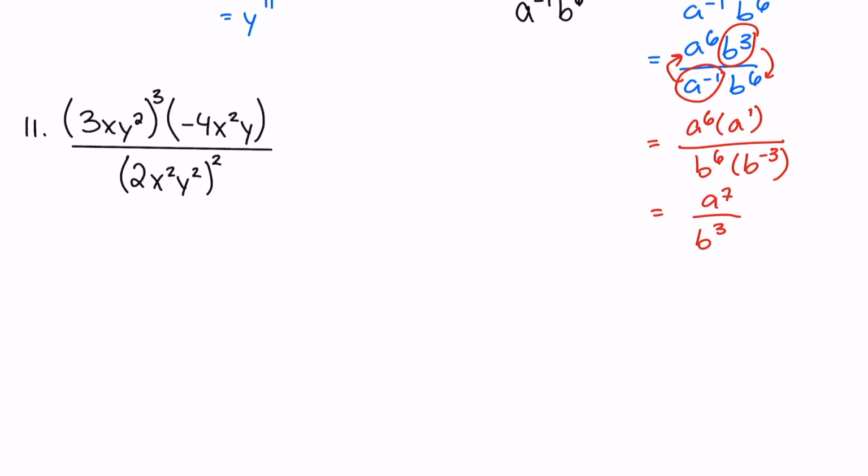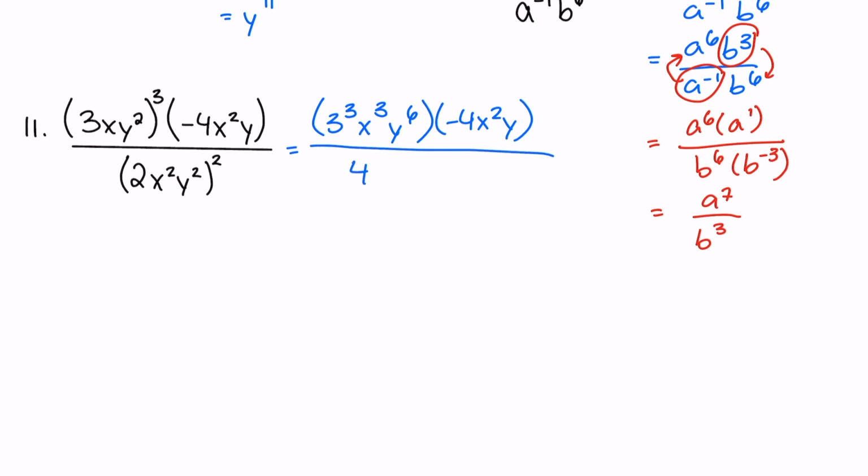For our next example, let's apply our power of a power rule to both this bracket and this bracket. So for that, we get 3 to the power of 3 times x to the power of 3 times y to the power of 2 times 3, or 6. All of that times negative 4x squared times y. All of this is divided by 2 to the power of 2, which is 4, x squared to the power of 2, which is x to the 4, and y squared to the power of 2, which is y to the 2 times 2, which is also 4.